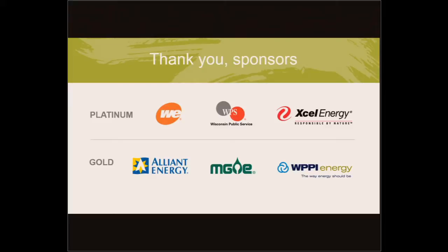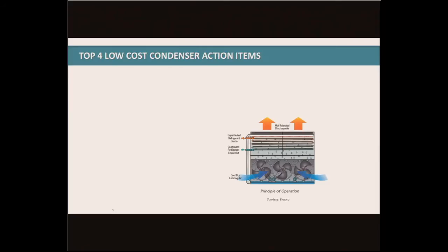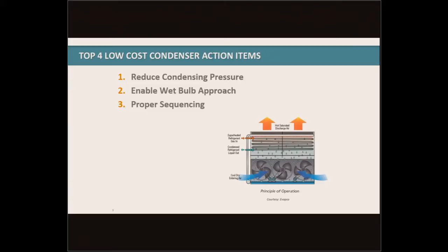Thank you. Today we're going to talk about 4 low-cost condenser action items to improve condenser performance in industrial refrigeration systems. The first one we'll talk about is reducing condensing pressure. We'll move on to enabling wet bulb approach, talk about proper condenser sequencing, and then optimizing our condenser performance.